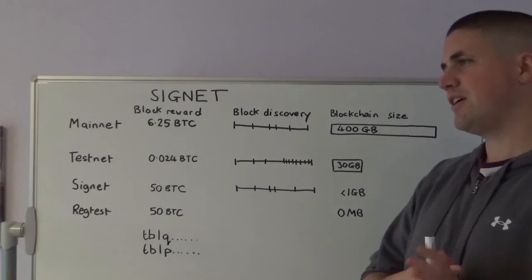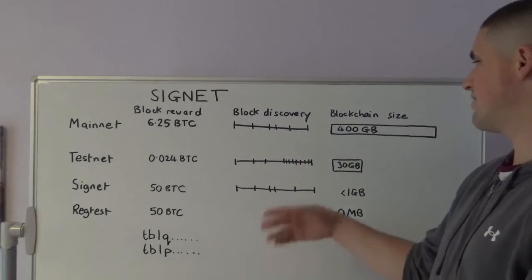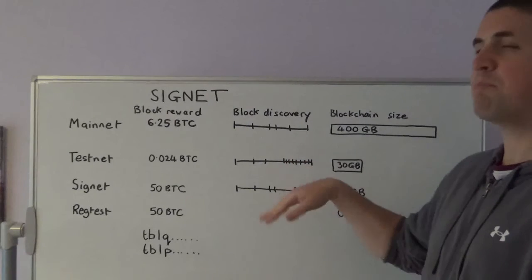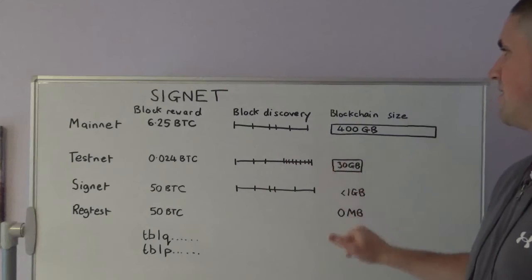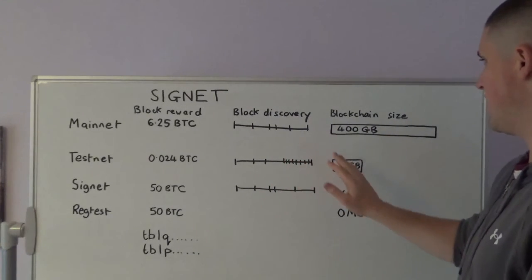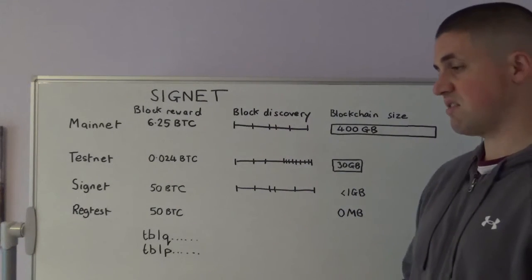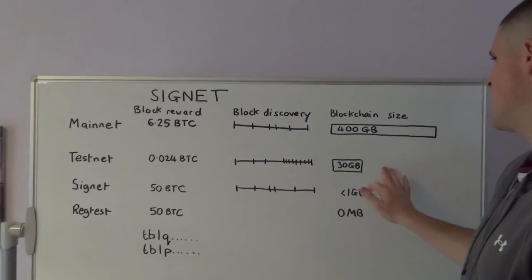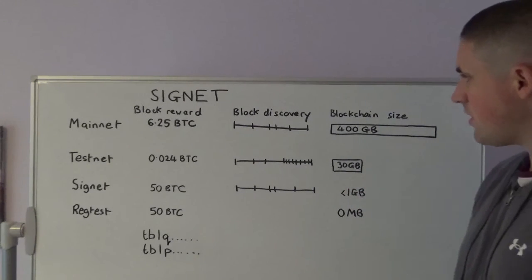You can have hours without a block being found, and then tens of blocks being found in a few minutes. And although that's possible on mainnet, it's highly, highly unlikely. Testnet's a lot more erratic than mainnet. The blockchain is smaller, not as many people have constructed testnet transactions as they have on mainnet, but it's still moderately large, right? It's about 30 gigabytes.